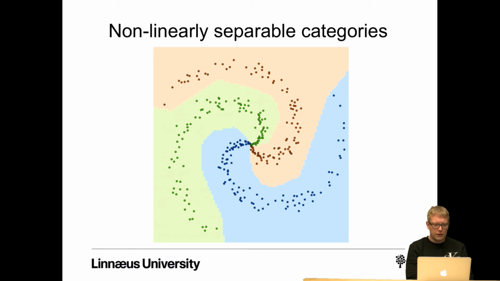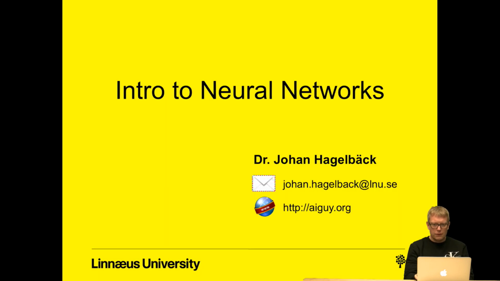So choosing the correct type of classifier for your type of dataset is the most common problem in applied machine learning, applying the right algorithm for your dataset. So that was everything I had to say about neural networks. Thanks for listening.